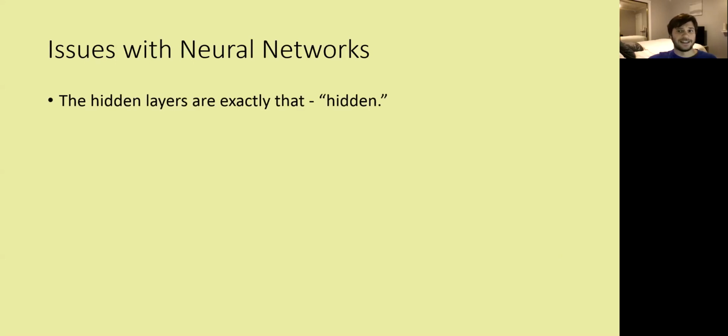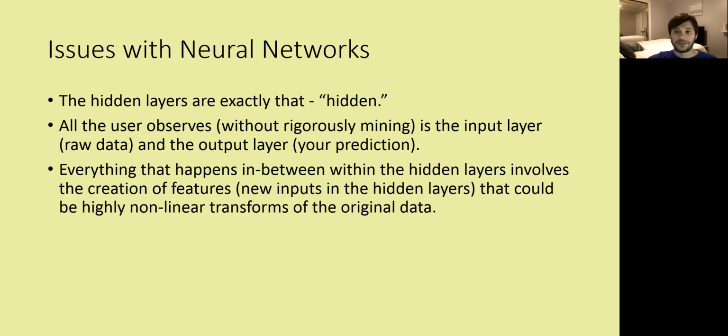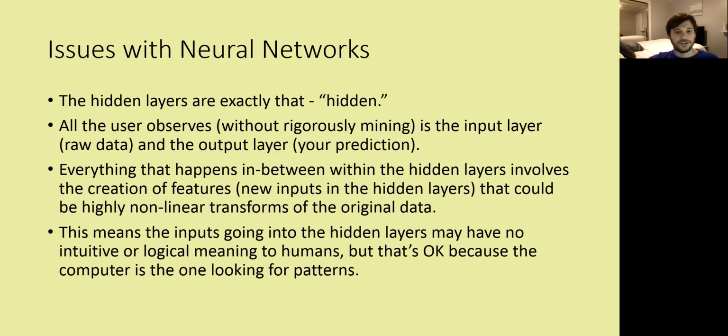The hidden layers are exactly that. They're hidden. After it's built, all the user really observes without rigorously mining that neural network is the input layer of raw data and the output layer, which is telling you your prediction. Everything that's happening in between within the hidden layers involves the creation of new features, new inputs that move into the later layers. And these could be very highly nonlinear transforms of the original inputs, making the interpretation of the betas, the weights in any given layer, not really interpretable.